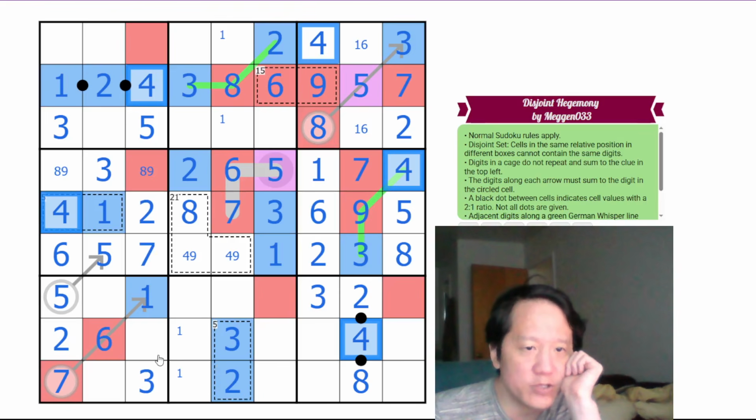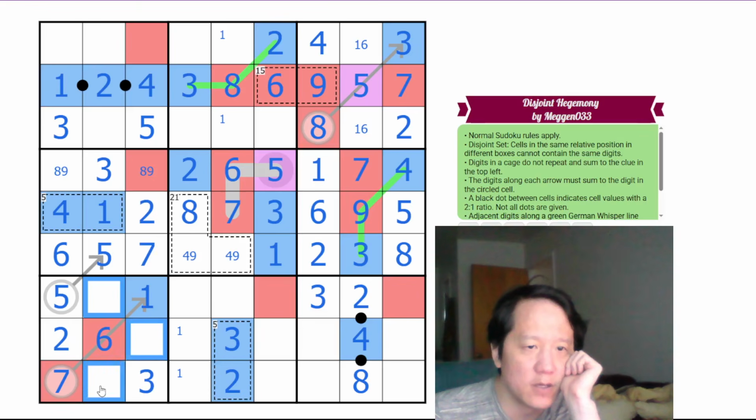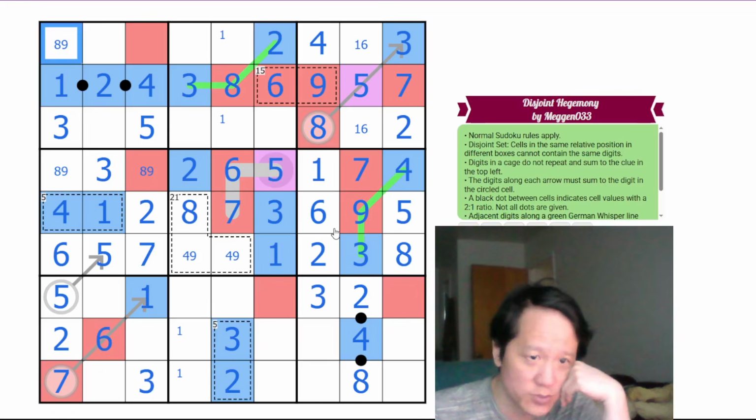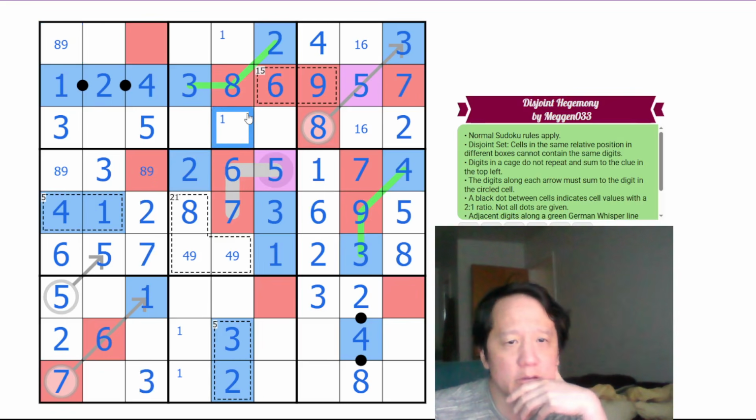4. Where is 4? We have 8 and 9 remaining in column 1. Let's do that. 4, we don't have as much information on.